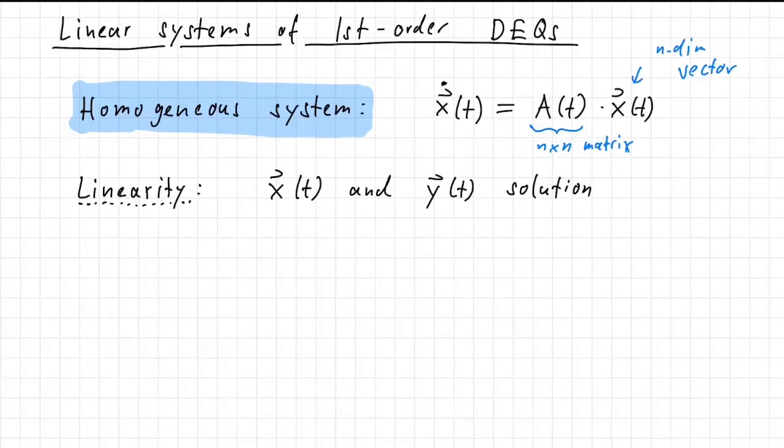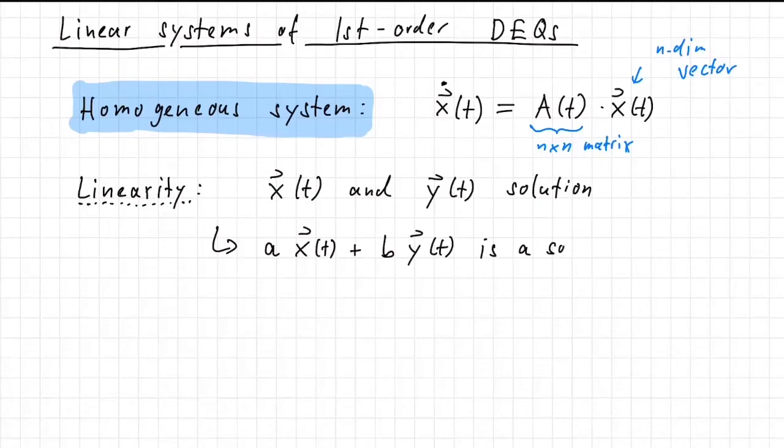Now, what is important to realize is what it means that this is a linear system of equations, because that will make things much easier for us. In particular, what linearity means is that if we have two solutions, x of t and y of t, then also the linear combination, so a times x of t plus b times y of t, is a solution.